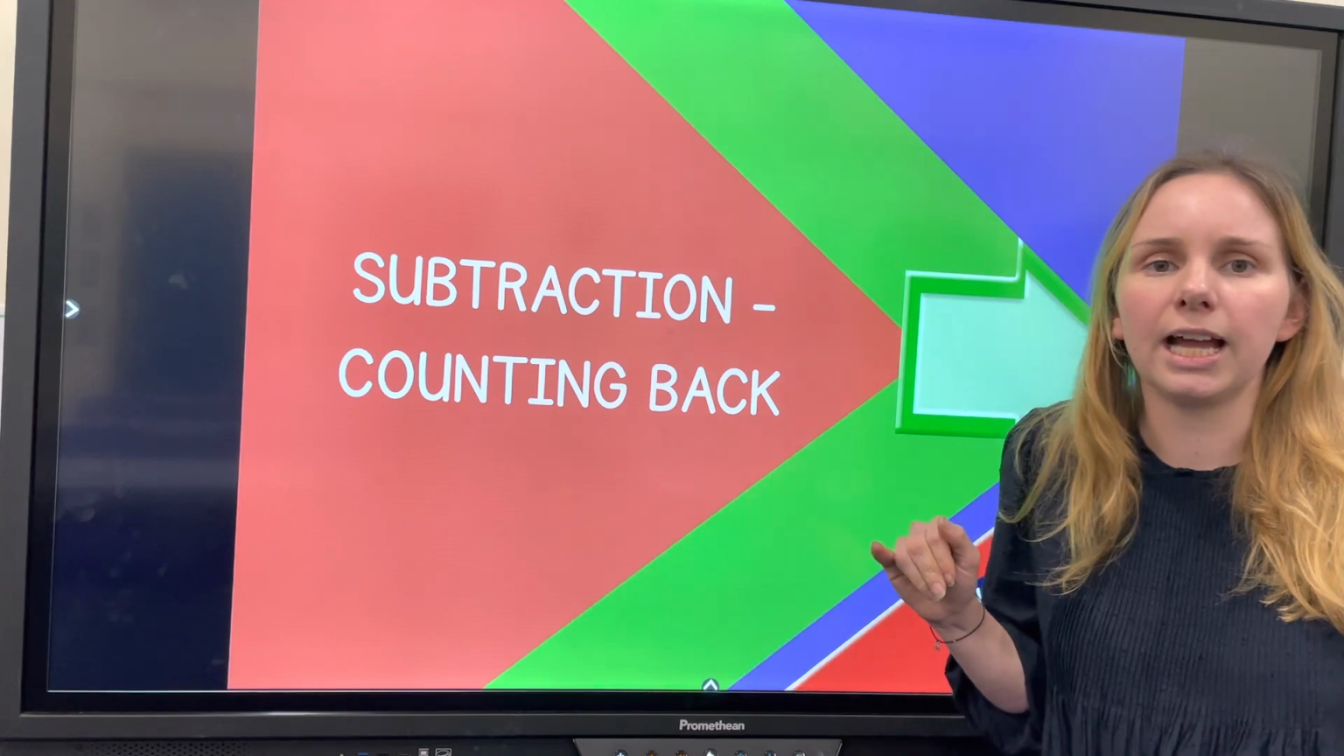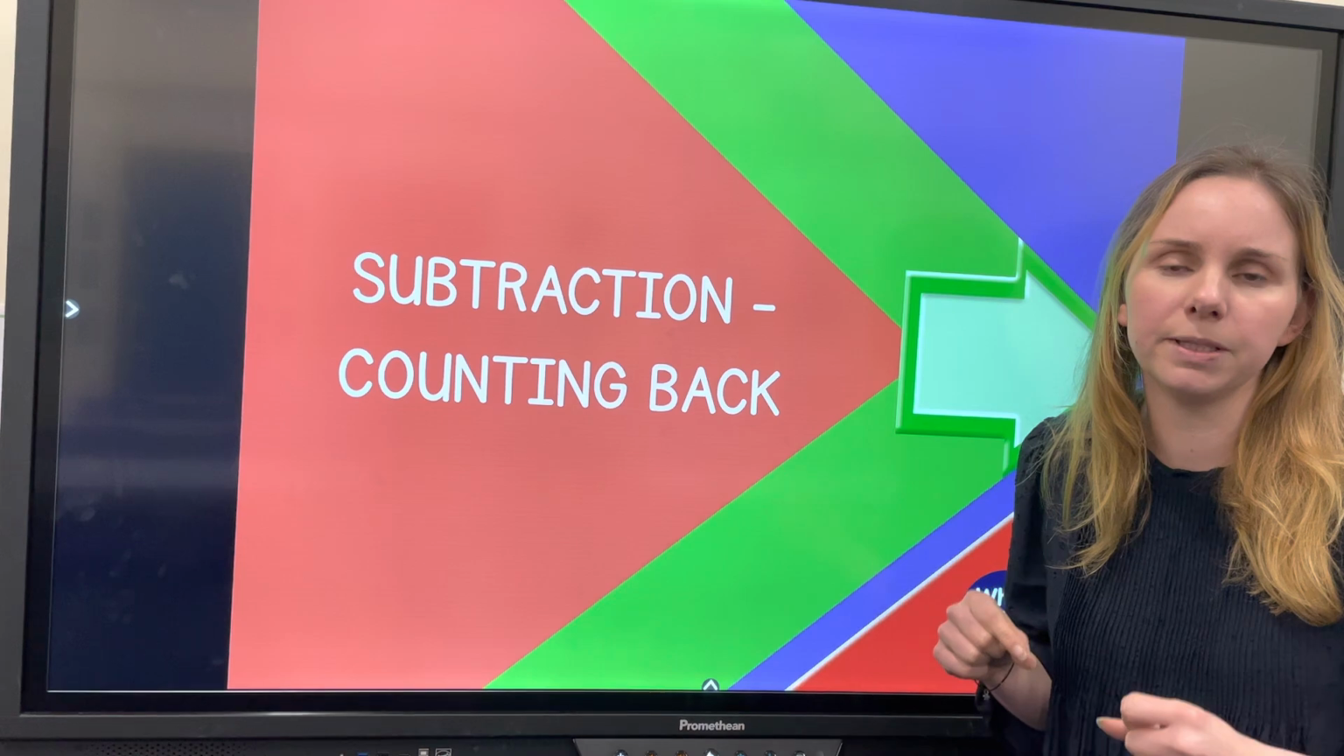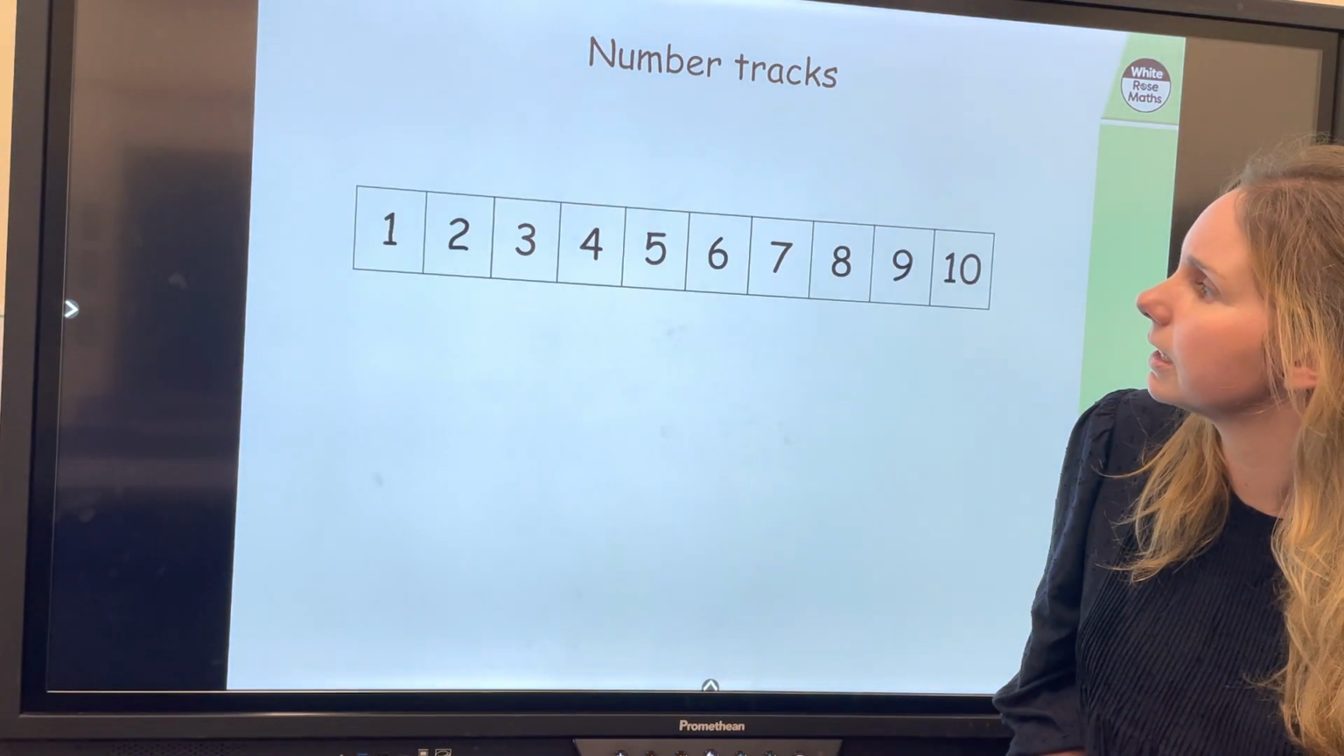Today we're going to look at subtracting again, and we're going to look at how we can use a number line to help us when we subtract as another method of working out. So let's have a look.